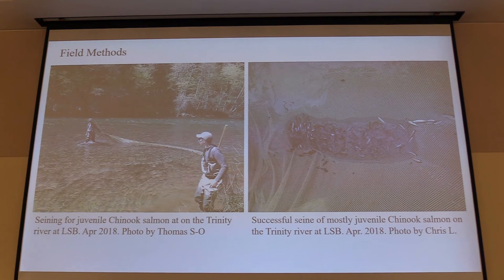Our field methods included snorkel seining for juvenile Chinook. This is a successful seine. Not all the seines looked like this, especially during our peak discharge events. It was extraordinarily hard to find juveniles in that amount of water, plus you're dealing with velocities. So we were out there for quite a while sometimes fishing for juveniles, of which we have approximately 580 diet samples that were extracted via gastric lavage.